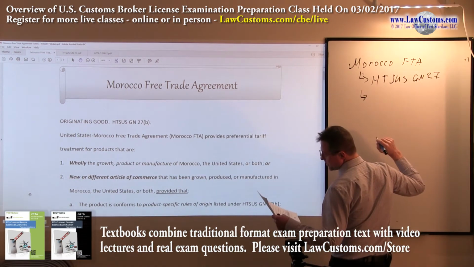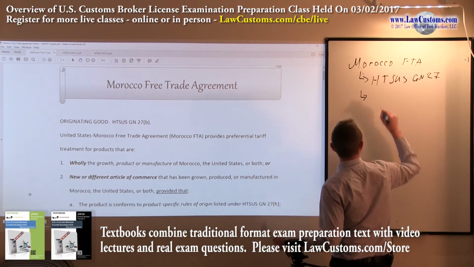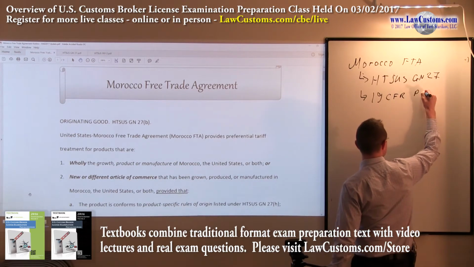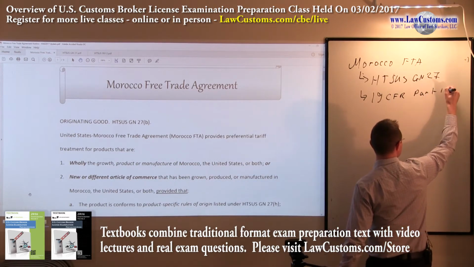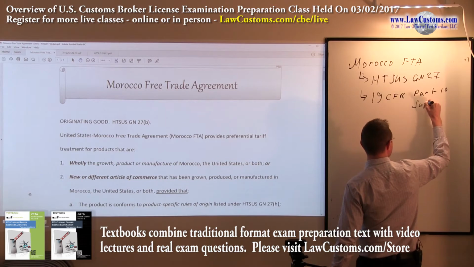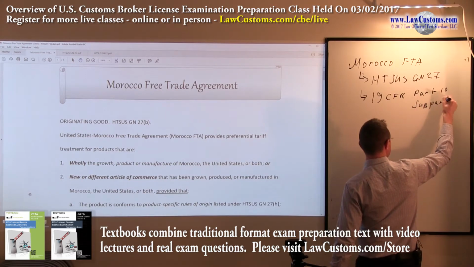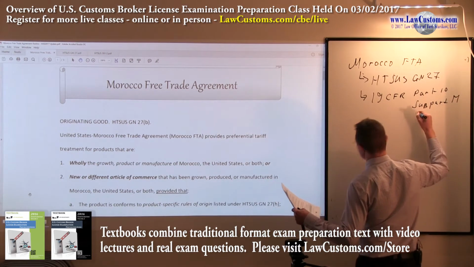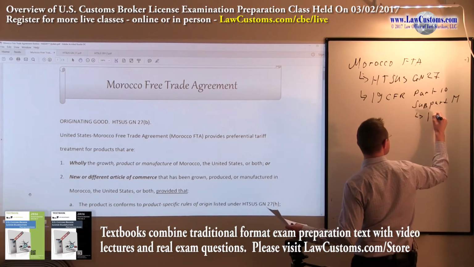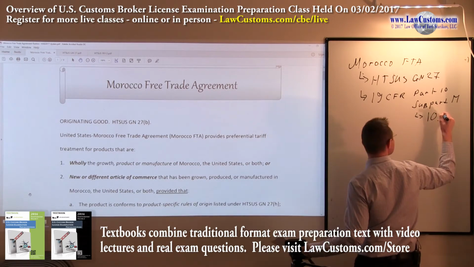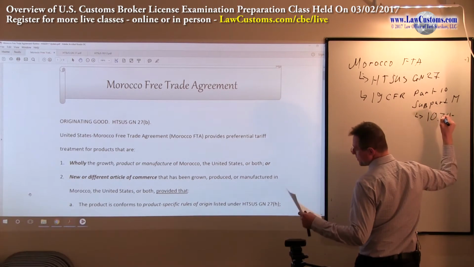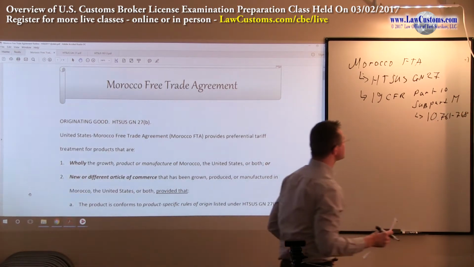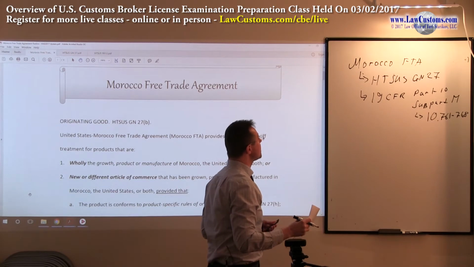Additionally, they are found in 19 CFR Part 10, which should be a familiar part by now, Subpart M. M as in Mary, which covers sections 10.761 through 10.768. So those are the regular.